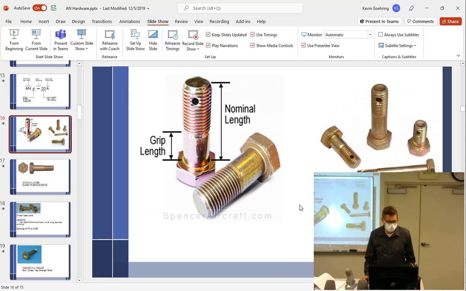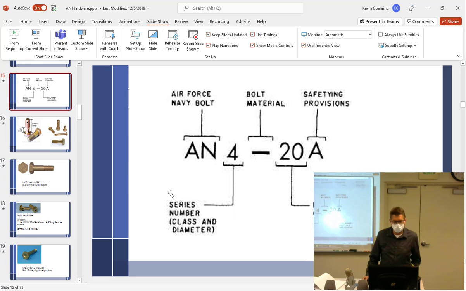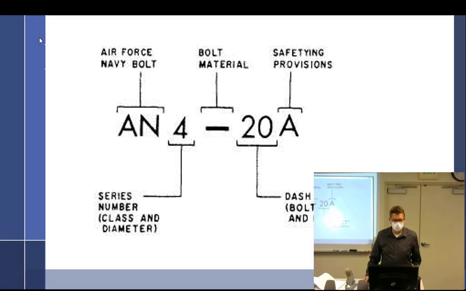After the diameter. Place of the dash, after the diameter. Very good. Okay, so I expect you to know this. The AN stands for Army, Navy, Air Force, Navy, whatever. The first number is going to be diameter in what increment? 16ths. Okay, 16ths. The bolt material, what kind of bolt material is that?